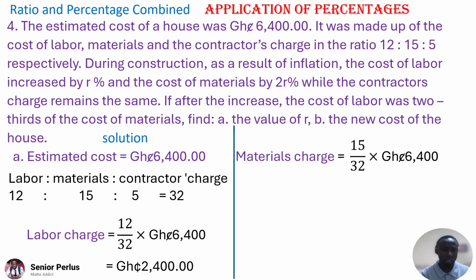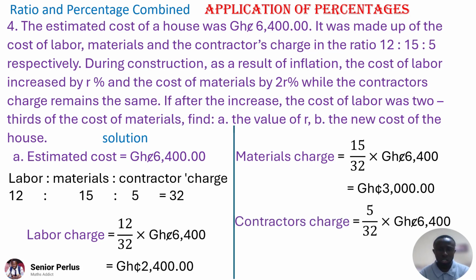So labor is 2,400, the material will be 3,000. Then the contractor charge is 5 out of 32 times 100 times the cost of the house, which is 1,000 Ghana cedi. So now if you add all this, you get the cost of the house. So this is what they have under the cost of labor, material, and the contractors.